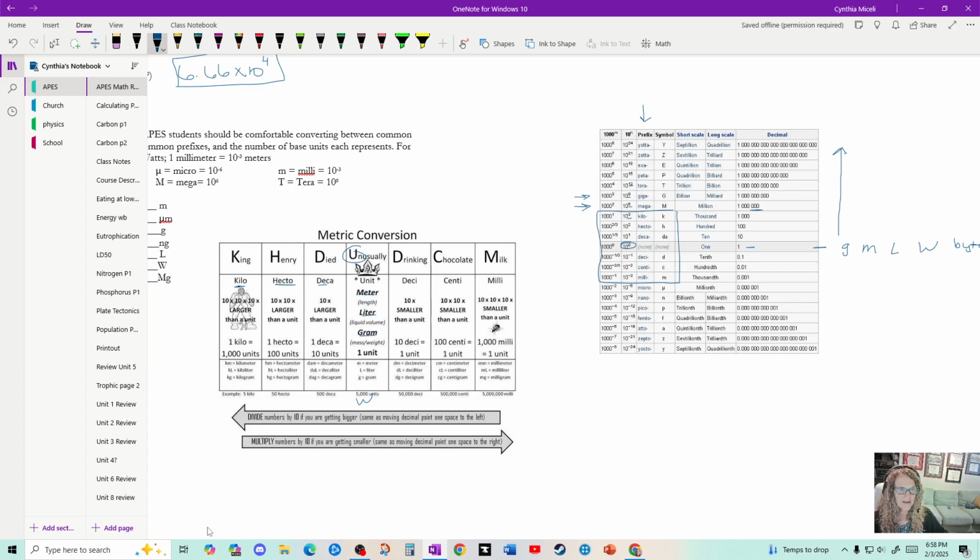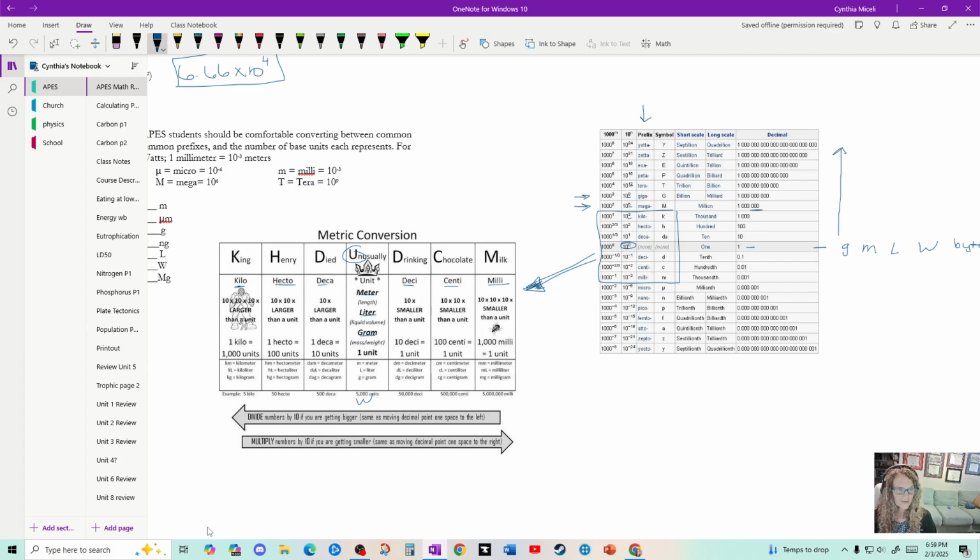And then we get smaller by a tenth. So a tenth of the base unit is a deci. A hundredth is a centi, and a thousandth is a milli. So this box right here is maybe an easy way to think or remember how this goes.